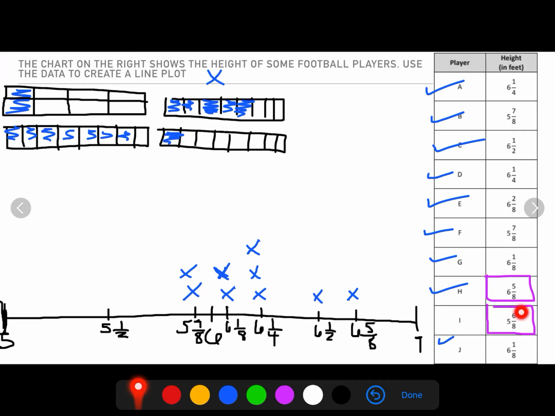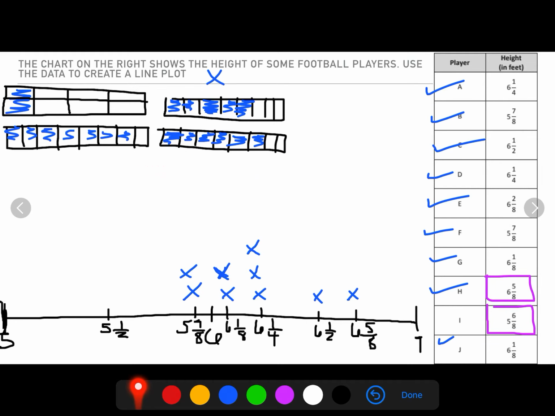Player I is 5 6/8 feet tall. So player I is going to be between 5 and 6. Let's figure out where player I would be using our area model. Let's fill in 6/8. 2/8, 3/8, 4/8, 5/8, 6/8.